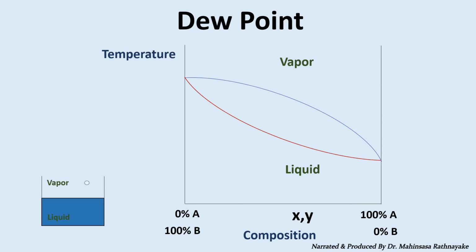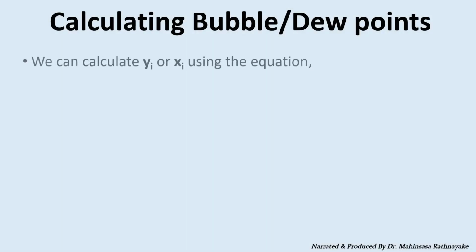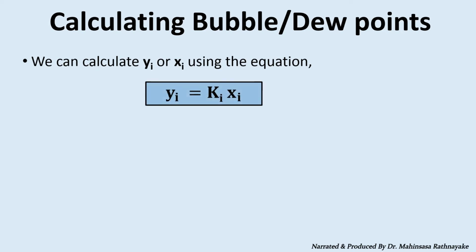Dew point is the temperature at which the first drop of liquid condenses in equilibrium with the vapor phase. So at the vapor phase mole fraction of yi, we can draw a vertical line. Then here is the dew point temperature, and if we draw a tie line, we obtain the liquid phase mole fraction xi. We can calculate yi or xi using the equation yi is equal to Ki xi. Ki equals the vapor pressure of i divided by the total pressure.